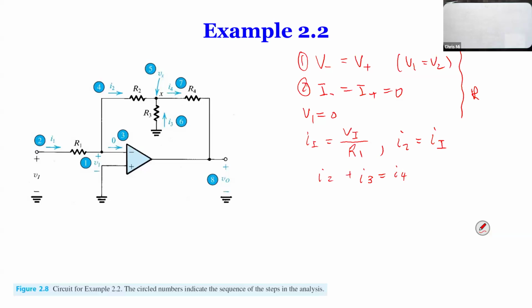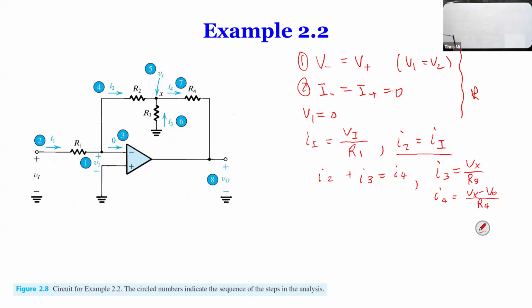Now I2, we already found I2, right? And I3 equal to Vx minus, divided by R3. And I4 equal to Vx minus Vo, divided by R4.